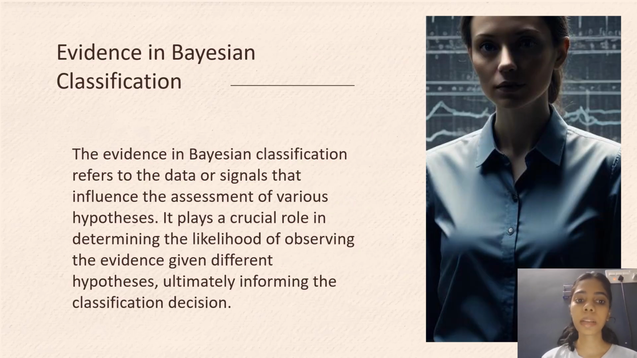The evidence in the Bayesian classification. The evidence in the Bayesian classification refers to the data or signals that influence the assessment of various hypotheses. It plays a crucial role in determining the likelihood of observing the evidence given different hypotheses.